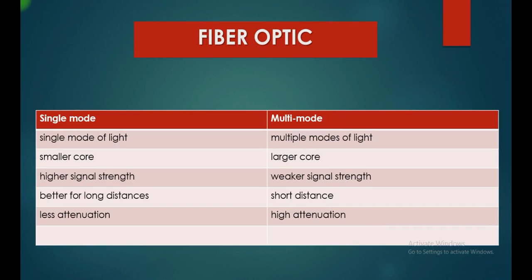Now, there are two different types of fiber optic cable. You have the single mode and you have the multi-mode. The single mode uses one single mode of light, whereas the multi-mode would use multiple. The single mode has a smaller core, it gives a higher signal strength, and because of that it is better suited for transmission over long distances, and it also presents less attenuation.